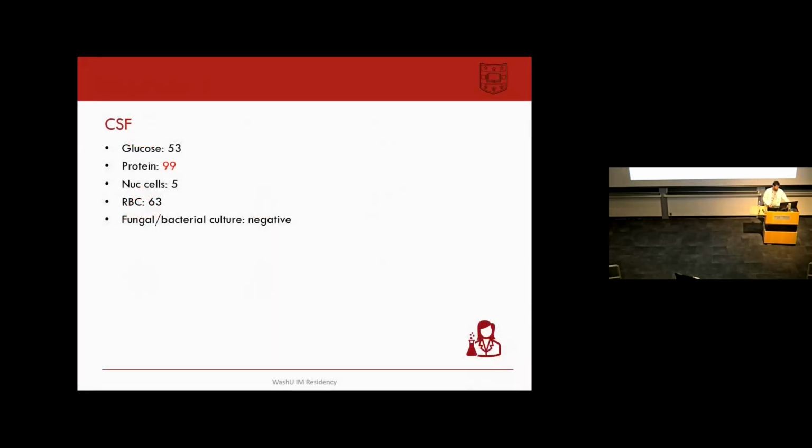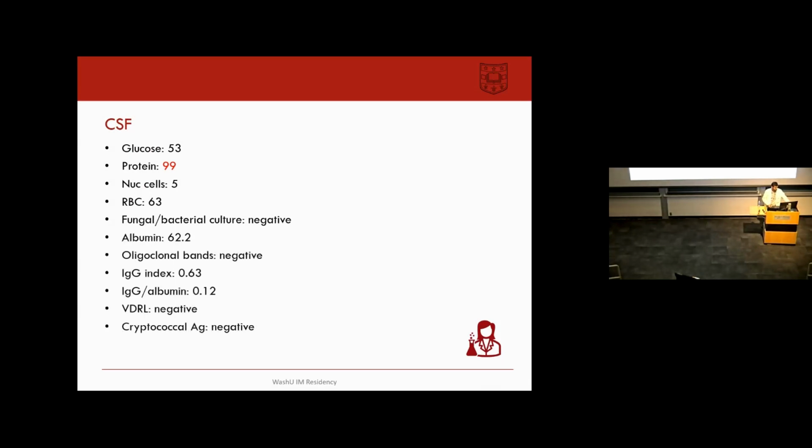Exactly. So the CSF glucose came back normal, protein was elevated. There was a normal amount of nucleated cells and red blood cells. The cultures came back negative. Oligoclonal bands were negative and IgG index was normal as well, which can help with the diagnosis of autoimmune encephalitis. And then the markers that you were looking for: the 14-3-3 was markedly positive, the t-tau protein was markedly positive, and RT-QuIC was positive as well.